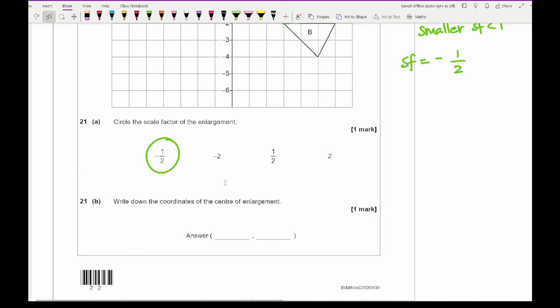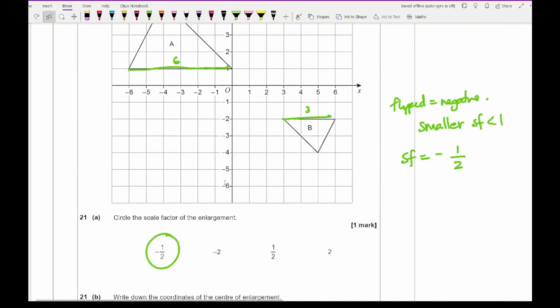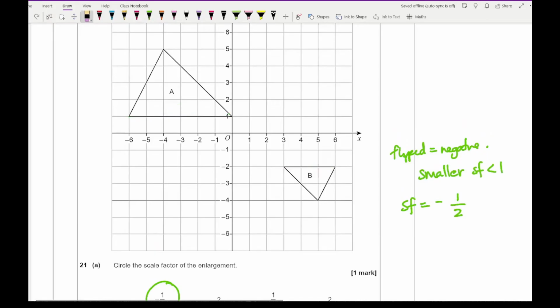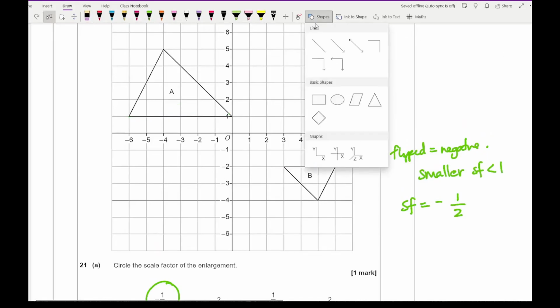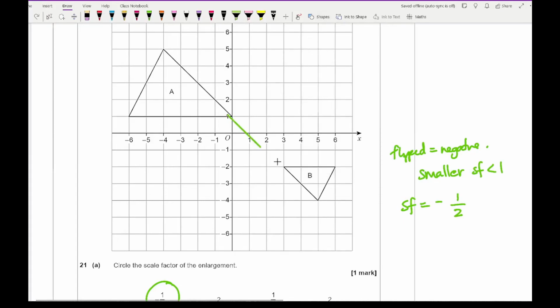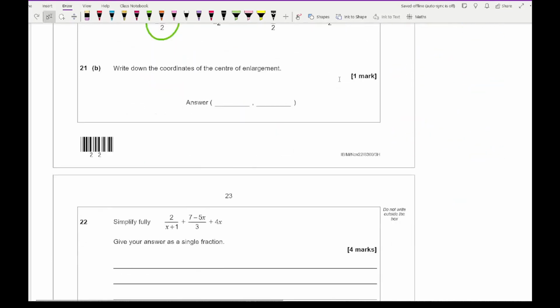It then says write down the coordinate of the center of enlargement. So for this, if I just get rid of those little markings, what you want to do to work out the center of enlargement is basically join the corresponding points on the object and the image. Technically you only need to do this for 2, but if you want to make sure, you can do the third. And let's do this one here. And hopefully you can see that my center of enlargement is going to be there, and the coordinate of that is (2, -1).